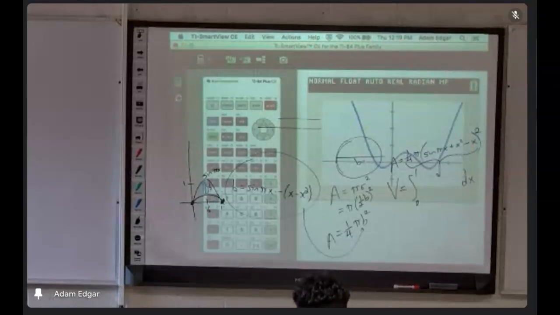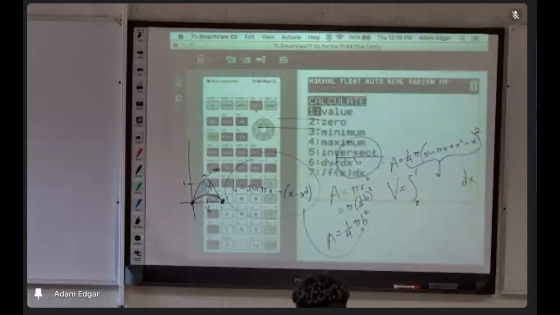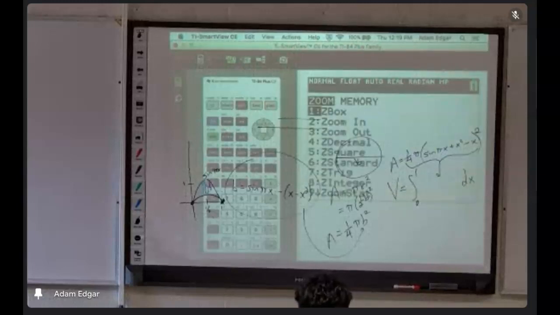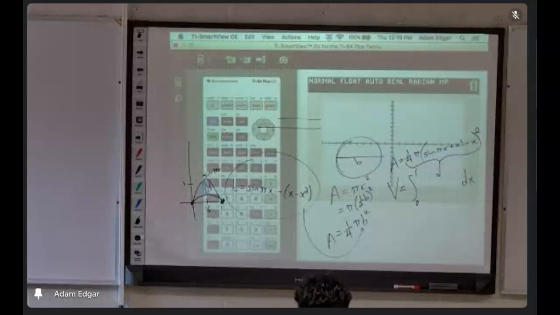So hit second, trace. Once you've got your graph, does anybody not see the graph? Or is anybody getting an error? Because we've got to know how to deal with those problems. So second graph, to see the graph, zoom, and then Z standard will reset your viewing window. Oh, that's kind of cool.